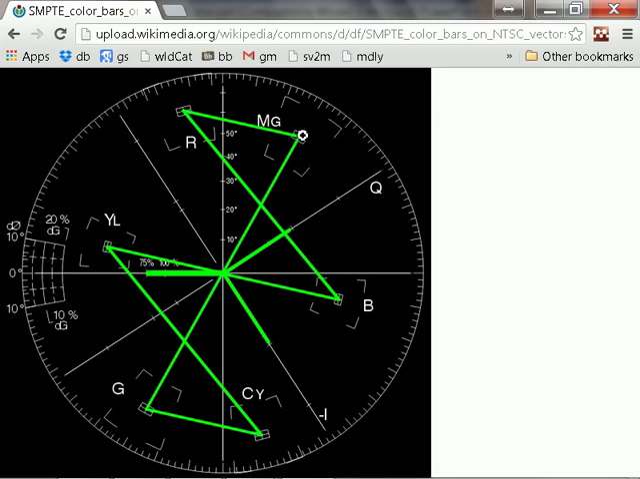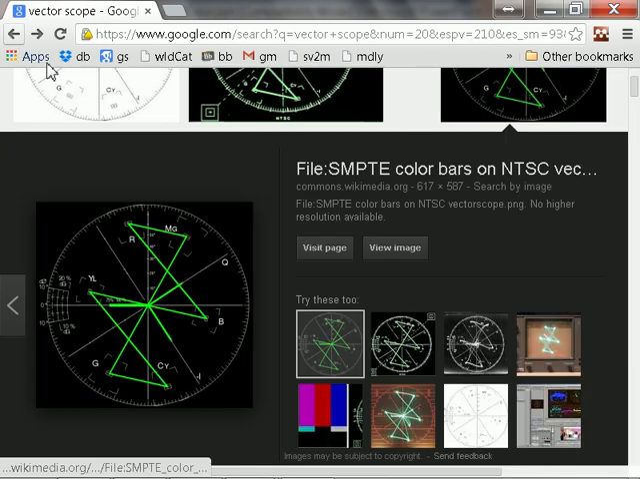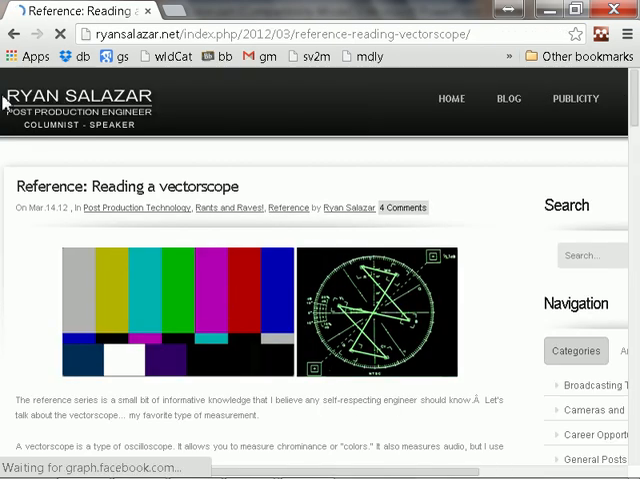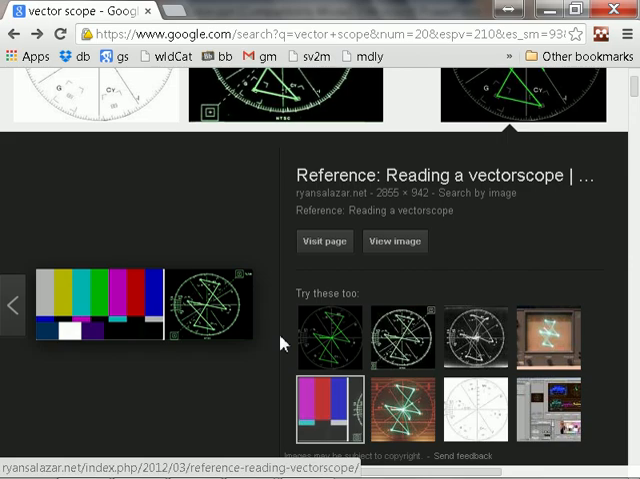And this is exactly what you would see if on the display were a standard SMPTE color bar test pattern, which would look like this. Let's see if I can get this properly shown. View image. There it is.